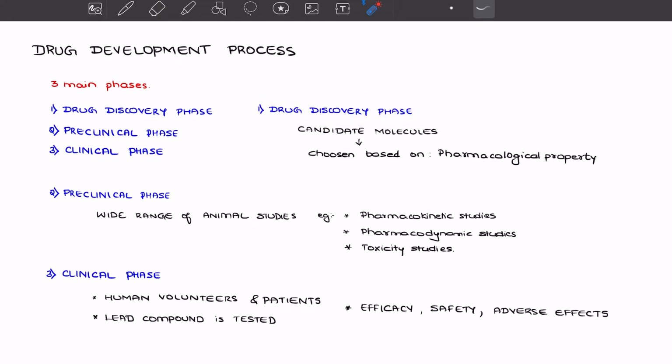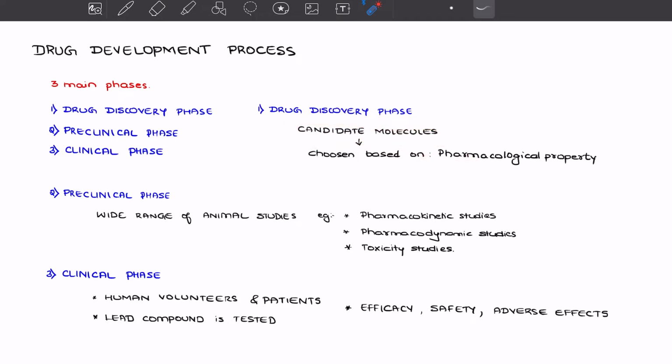In the drug discovery phase, the candidate molecules will be chosen. The molecules which are chosen will be based on their pharmacological property. They can be derived from natural sources or from synthetic sources. These are called candidate molecules, chosen for further evaluation based on their pharmacological property.